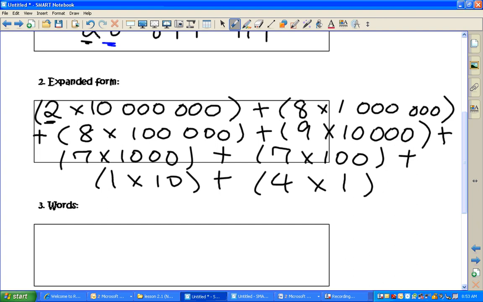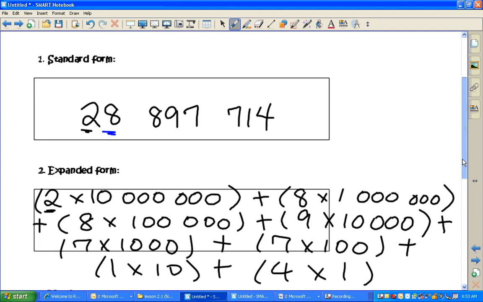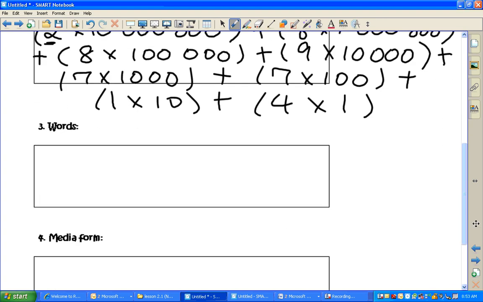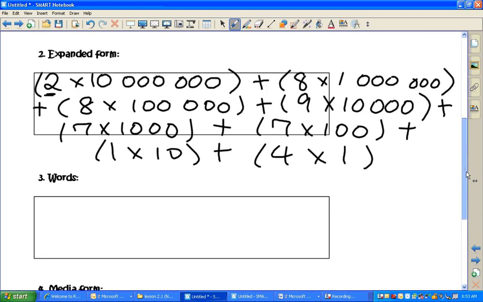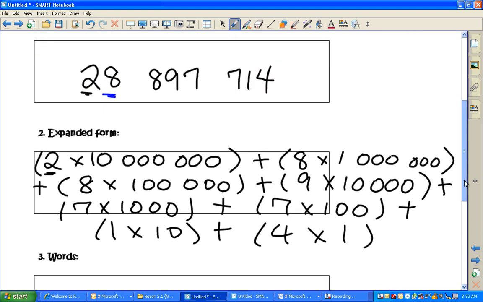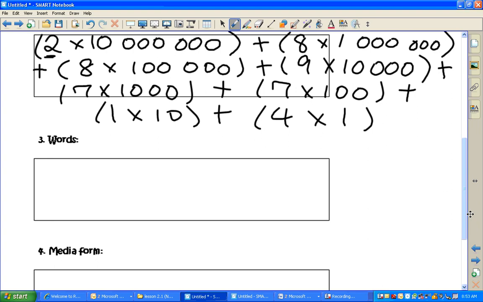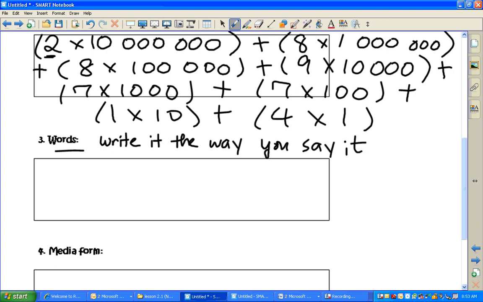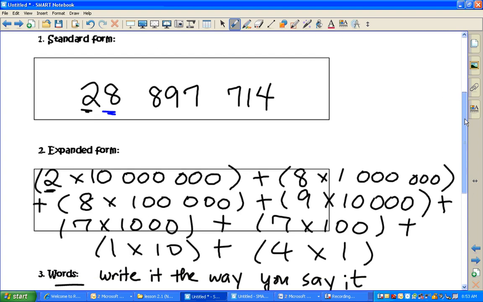Now, words. This year, you're going to write it the way you say it. In words, typically you would write out the whole number, but in your textbook, words actually means write it the way you say it. So I'm going to allow this for words. For example, you can write down 28 million, but you have to do it in terms of periods, right?